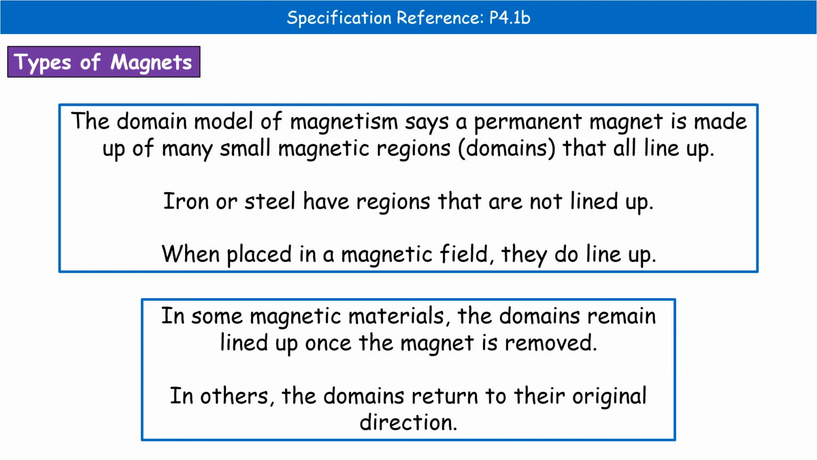When we then place that iron into a magnetic field, it makes all those domains line up, and therefore it becomes magnetic. In some cases, when we remove that from the magnetic field, those domains remain lined up and it will remain magnetic. In others, when we take it out of the magnetic field, they return to their original positioning and therefore it's not magnetic.